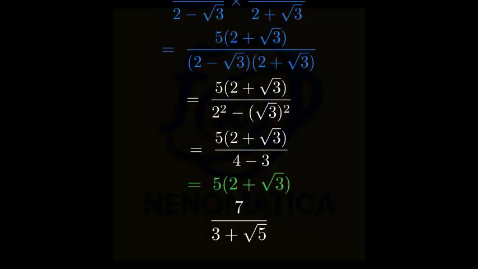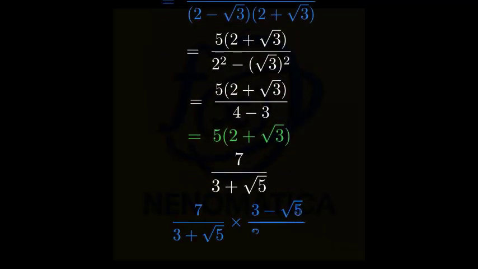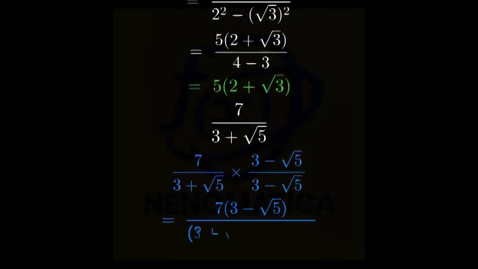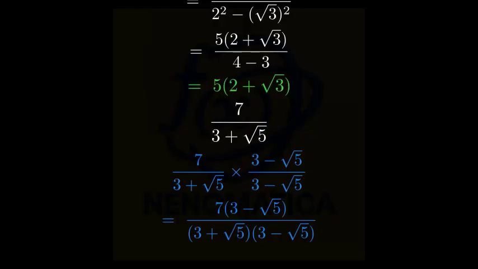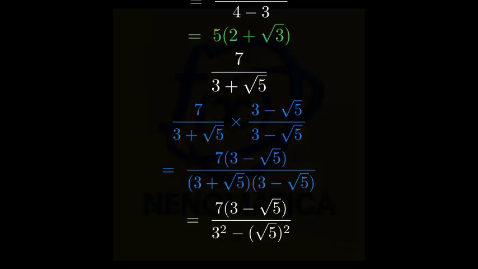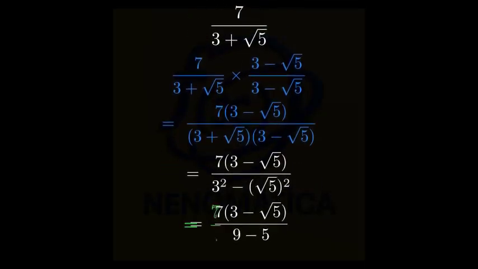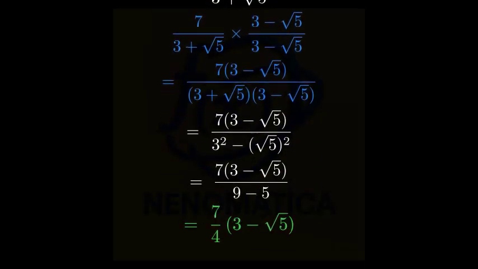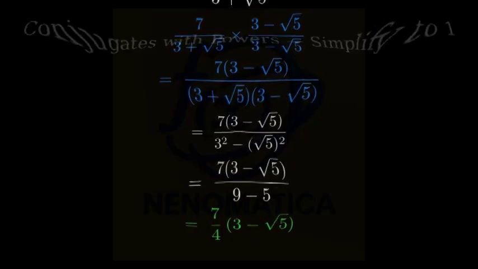Second fraction. Start with 7 over 3 plus root 5. Multiply top and bottom by the conjugate 3 minus root 5. Group the numerator as 7 times parenthesis 3 minus root 5. The denominator is 3 squared minus 5. That equals 4. So the simplified result is 7/4 times 3 minus root 5.